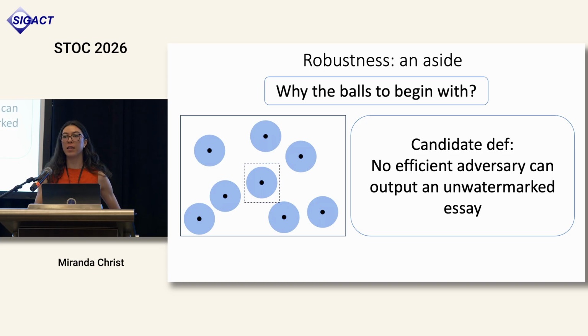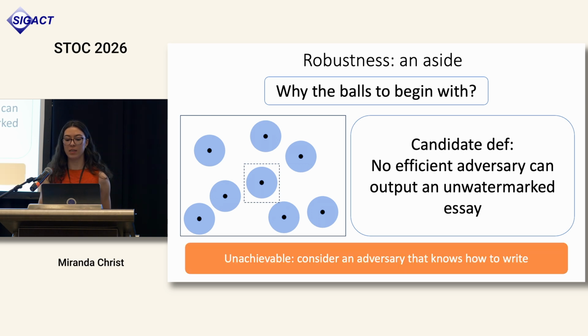You might want to say that it's hard for any efficient adversary to remove the watermark, but this is unachievable because if an efficient adversary can write English, then they can just write the essay themselves, ignore the model completely, and now it won't be watermarked. So the best robustness you can hope for is robustness against some constrained class of adversaries. And the most common constraint in the literature is just that the adversary cannot change too many words.